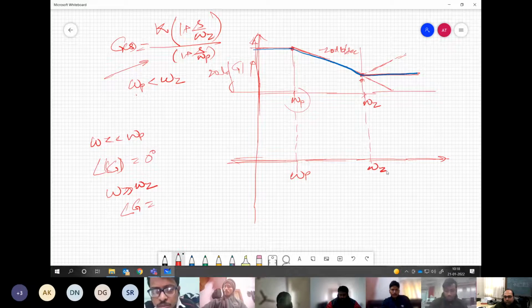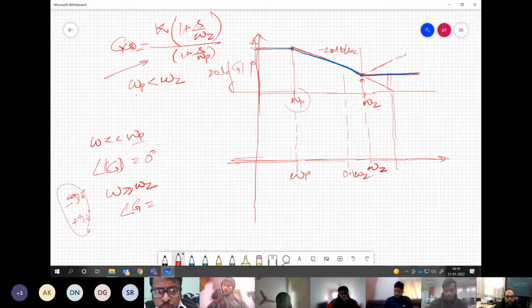Okay, think again. 0 degree. Yes. Why 0? Minus 90 and plus 90 will cancel out. Yes, exactly. Whenever it goes very far from the pole, it is minus 90 degree. And whenever it goes very far from 0, it is plus 90 degree. Effectively, these two will cancel and again it will come back to 0.